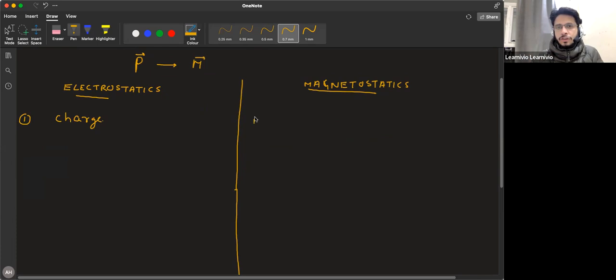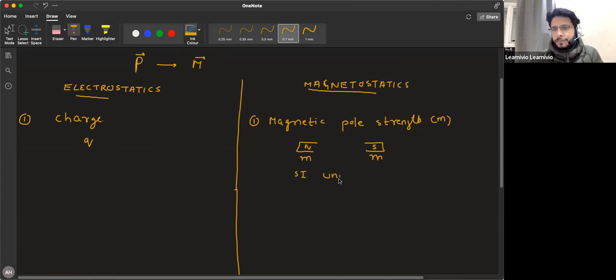Instead of charge, we use magnetic pole strength here. We represent electric charge by Q. We represent magnetic pole strength with m. We have two types of magnetic pole strength, one for the north pole and another for the south pole. So this is small m for the north pole and small m for the south pole. Its SI unit is ampere meter.